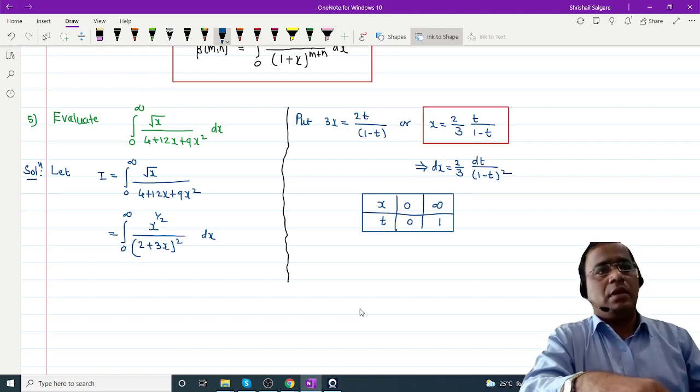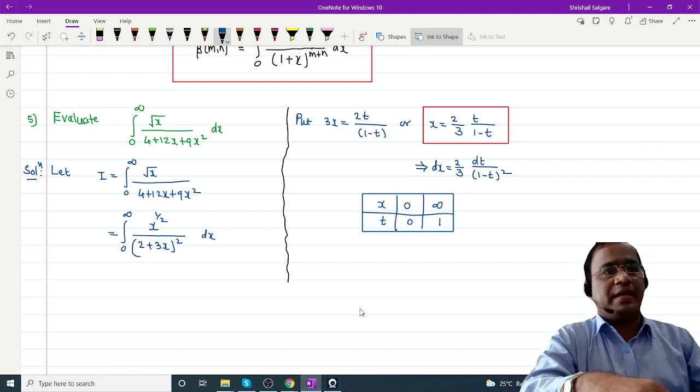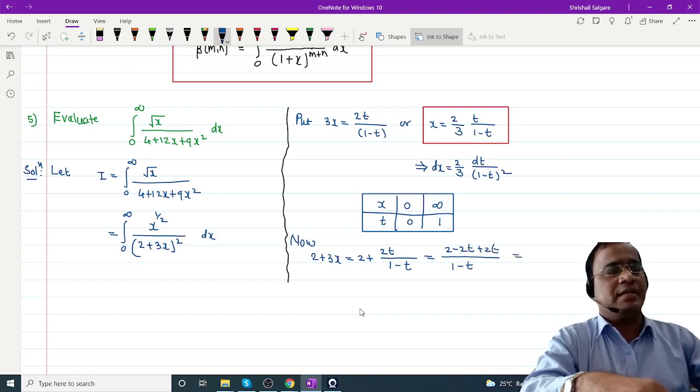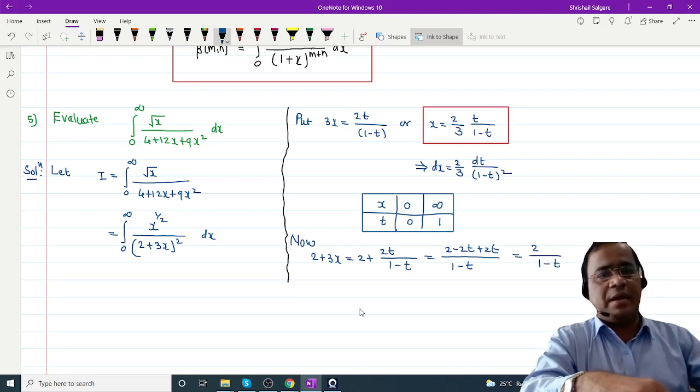So again I have to calculate the factor 2 plus 3x. Now 2 plus 3x is given by 2 plus 2t divided by 1 minus t. If you simplify, the denominator is 1 minus t and the numerator is 2 minus 2t plus 2t. It comes as 2 divided by 1 minus t. So can anyone confirm I am audible now? Is the voice coming now?